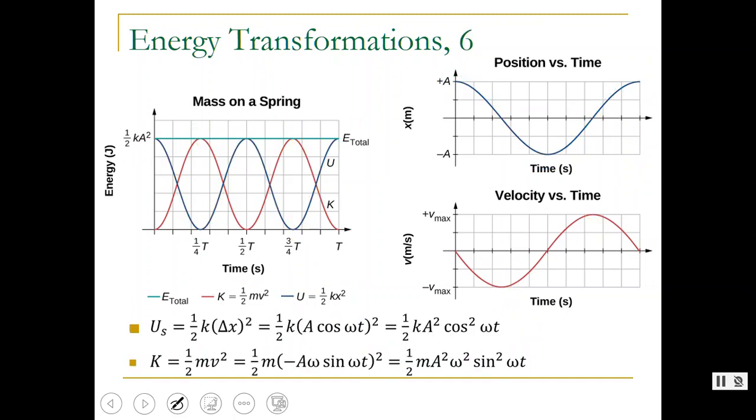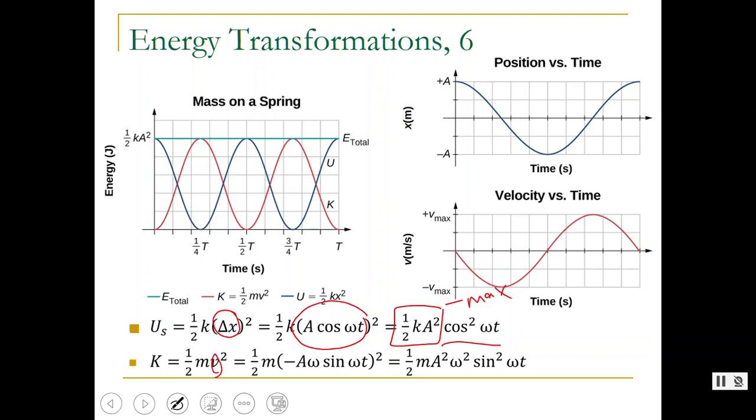Looking at the equations, subbing in our position function, the position is a cosine of omega t. So you end up getting the A squared out in front. You get 1/2 kA squared times cosine squared of omega t. If you were to graph this, it would be a cosine squared graph. And notice that this 1/2 kA squared is your maximum potential energy. That's your potential energy at the maximum compression or extension, the amplitude.